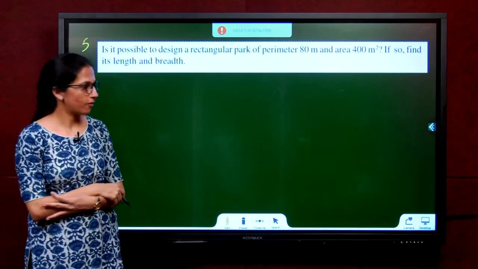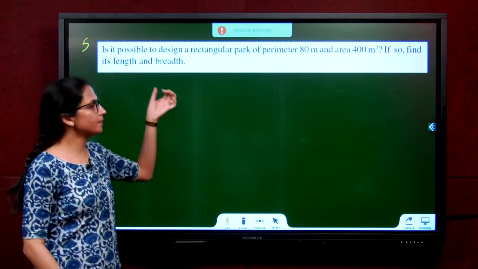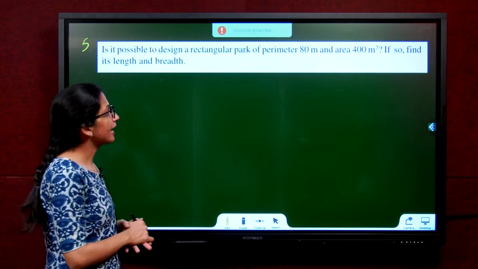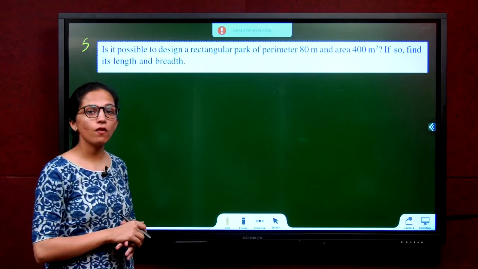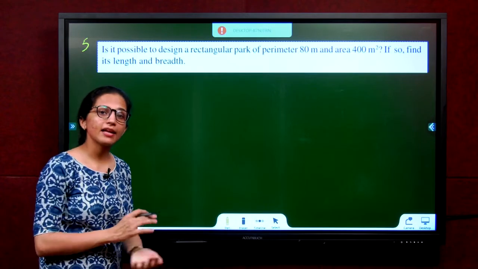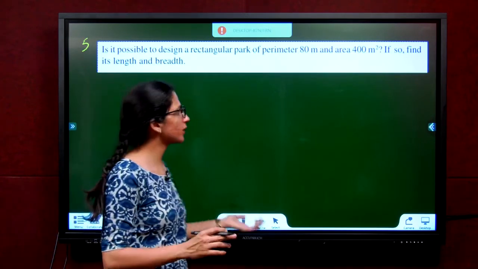Last question of the chapter. Is it possible to design a rectangular park of perimeter 80 meters and area 400 meters square? If so, find its length and breadth. They have not spoken about the relation between the length and breadth.